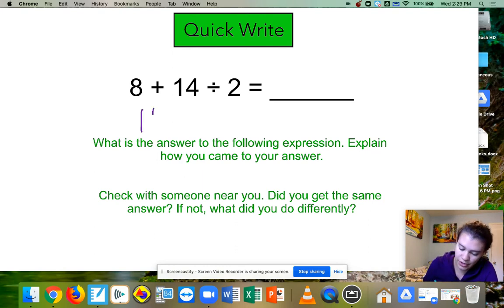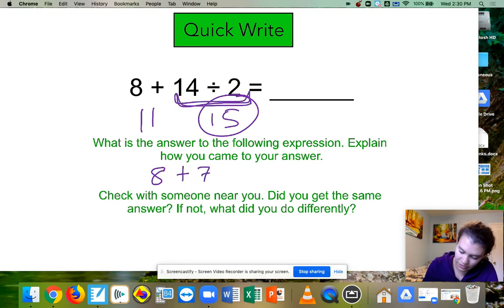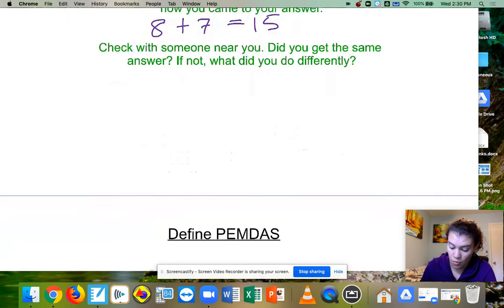So there's two common answers, 11 or 15. The correct answer is 15. So how you should be doing this is you should be doing 8 plus 7 because you want to divide 14 by 2 first, which then gives you 15. If you do 8 plus 14 first and then divide by 2, that's where you're going to get the 11. That is not following the order of operations, so it's not the correct answer. So what is the order of operations?